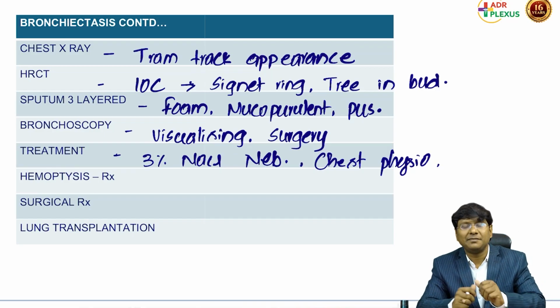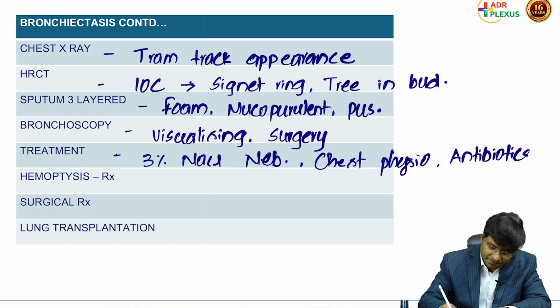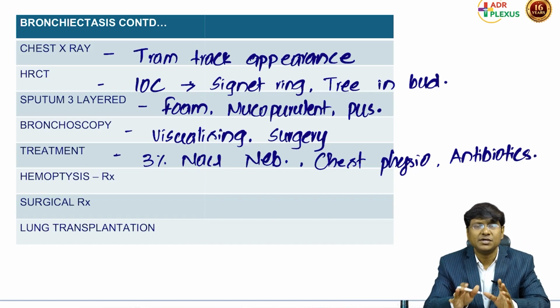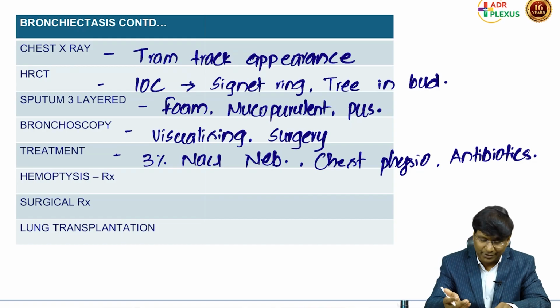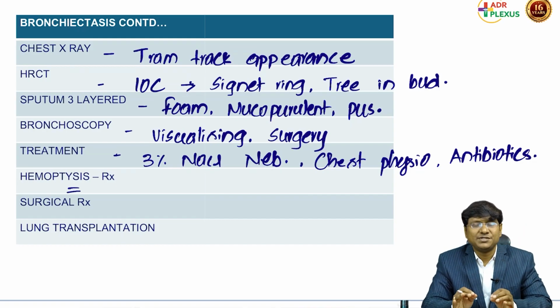And the next important part of the treatment is you need to give the broad spectrum antibiotic. Why? Because recurrent infections are the most common cause for bronchiectasis. So you need to give broad spectrum antibiotics, or you need to give antibiotics according to the sputum culture and sensitivity.